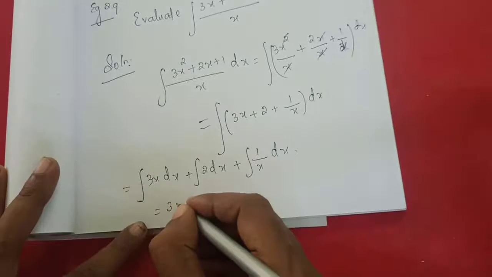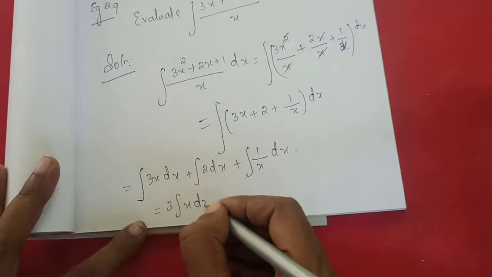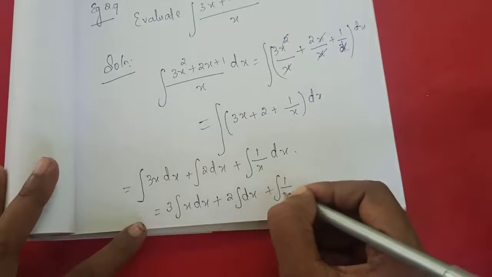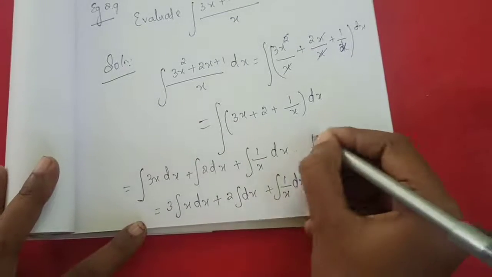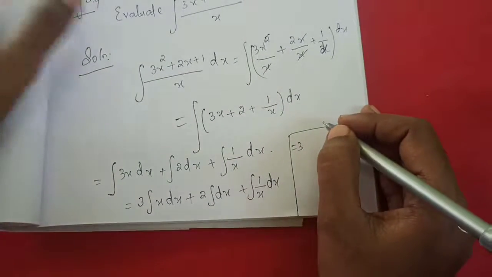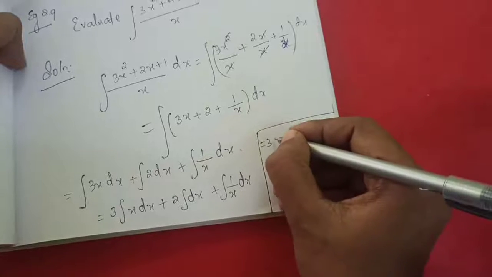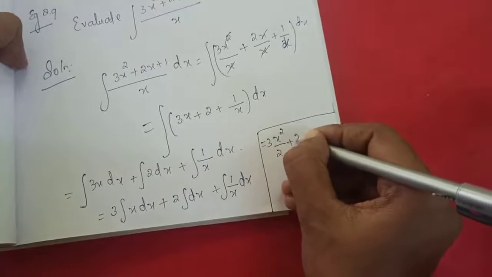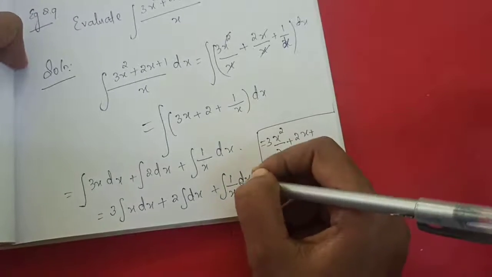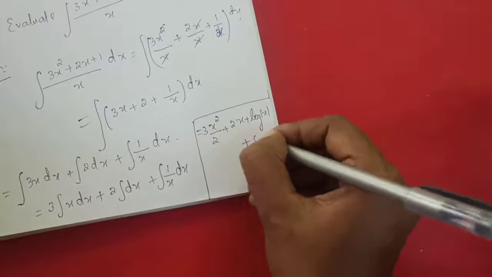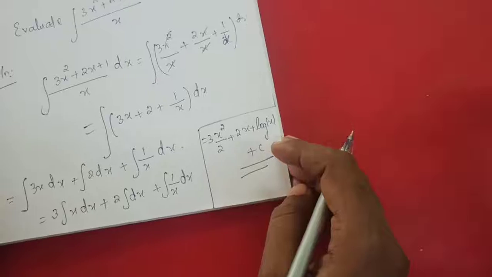That's equal to, 3 is a constant, so 3 times integration of x dx plus 2 times integration of dx plus integration of 1 by x dx. I am writing here. That's equal to 3 into, what's the integration of x? x power 1 plus 1 divided by 1 plus 1, the x power n formula. So x square by 2 plus 2 into x. Now, as you have learned, for 1 by x, 1 by x means log of mod x. So log of mod x plus c. So this is our required answer.